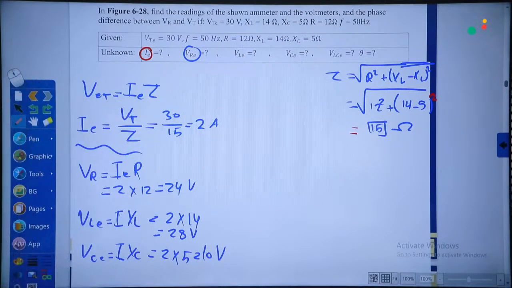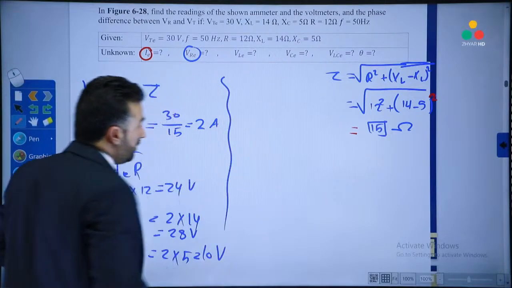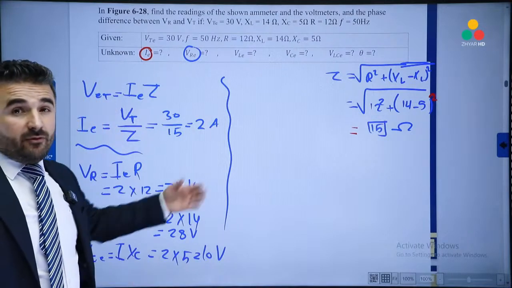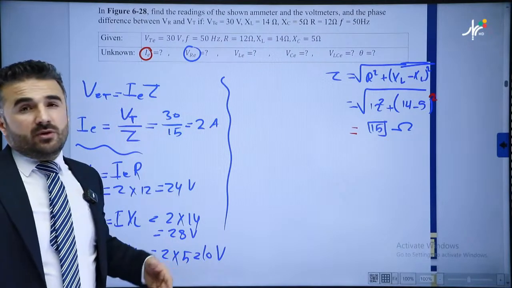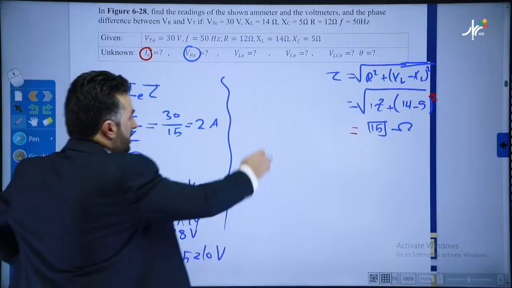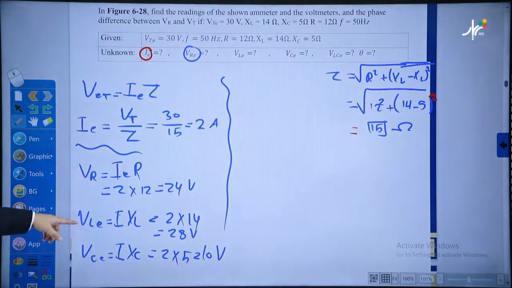Now, the next thing says find VLC here. Now, if I want to find the voltage between the two, by the way, in one of them the voltage leads, the other one the voltage lags here. We said the phase angle difference between the two is 180, yeah? So, of course, I'll have to use this one here.